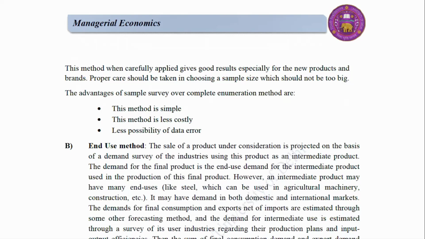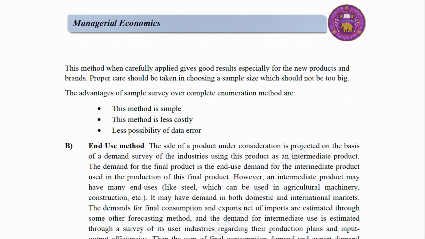Proper care should be taken in choosing a sample size, which should not be too big. The advantages of the sample survey over the complete enumeration method are: 1. This method is simple. 2. This method is less costly. And 3. Less possibility of data error.